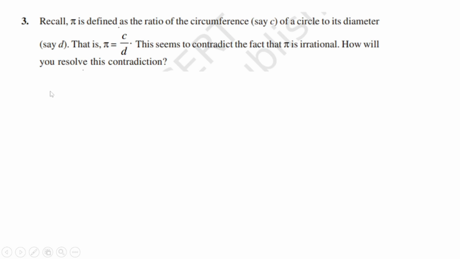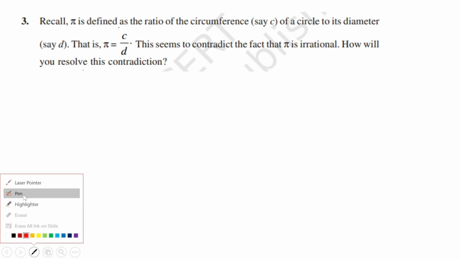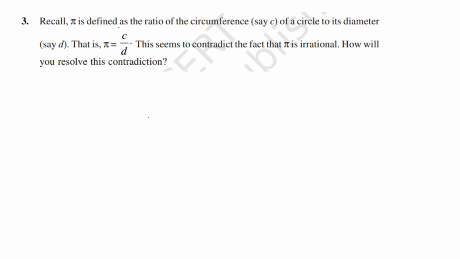Now in this question, they are saying, recall pi is defined as the ratio of the circumference of a circle to its diameter d. That means we know that pi is equal to circumference over diameter, right? And why is pi an irrational number? It seems that c by d is a rational number.